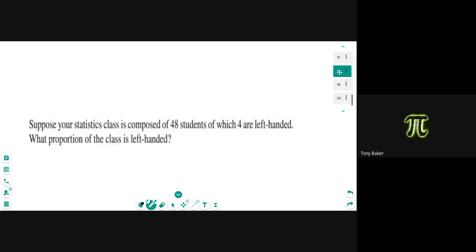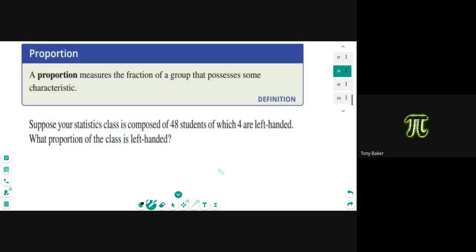All right, one last thing we have to do. Very simple. Proportions. You've done these. This is not very complicated. Just the definition makes it more complicated than it is. All a proportion is, is the fraction of a group that possesses the characteristic. It's literally how you find percentages. You're going to divide the two numbers and figure out what percent of the people are.